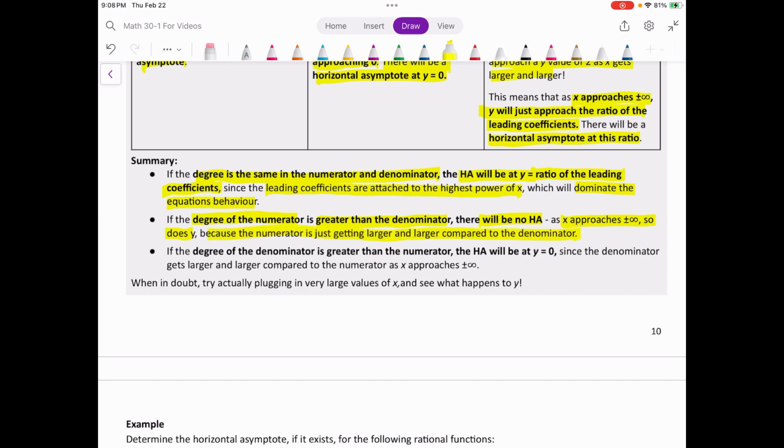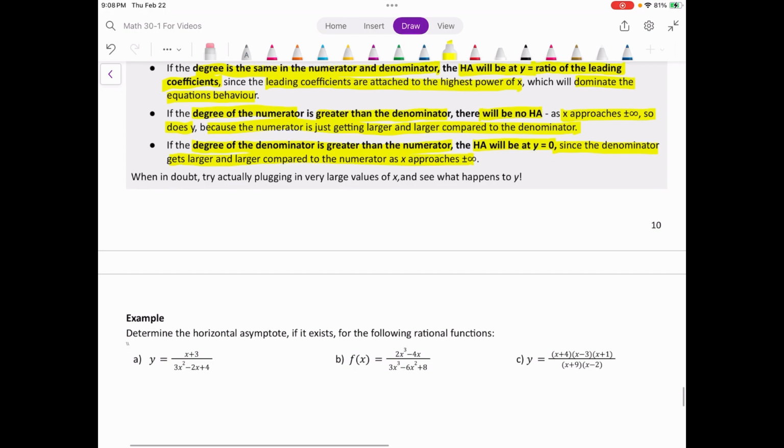But the third case, if the degree of the denominator is greater than the numerator, then it's reversed. The numerator now can't keep up with the denominator. The denominator is getting larger and larger, faster and faster, and therefore we're dividing by a bigger and bigger number. Our fraction is just getting closer and closer to 0. So our horizontal asymptote will be at y equals 0 if the degree of the denominator is greater than the numerator, since the denominator gets larger and larger compared to the numerator as x approaches plus or minus infinity.